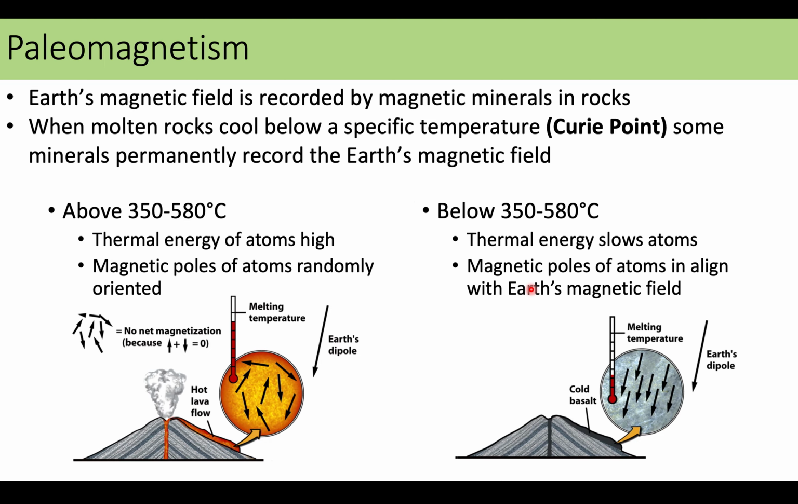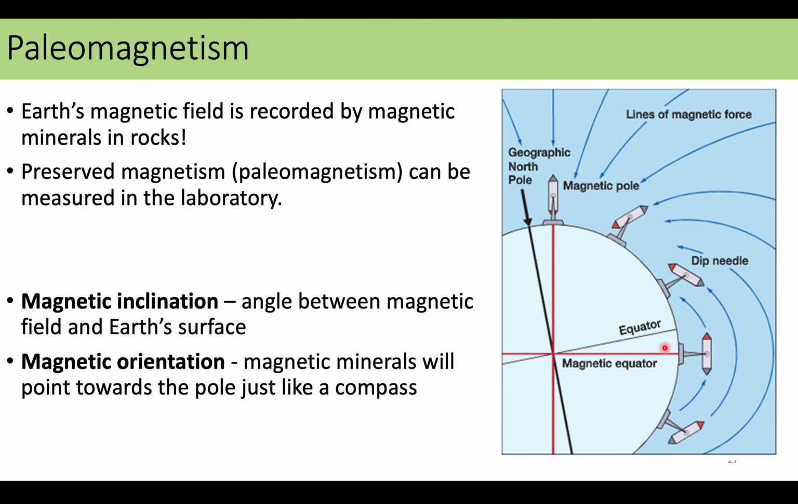So when we cool below a certain temperature, it's between 350 and 580 C. So once we get below that point, the orientation of the magnetic minerals is going to be set in stone, literally set in the rock. So this is very helpful because it tells us the orientation of our magnetic poles and the direction of magnetic north in the past. So this is very, very cool. So the magnetism is actually preserved in our rocks over time, and then we can measure them in a lab.